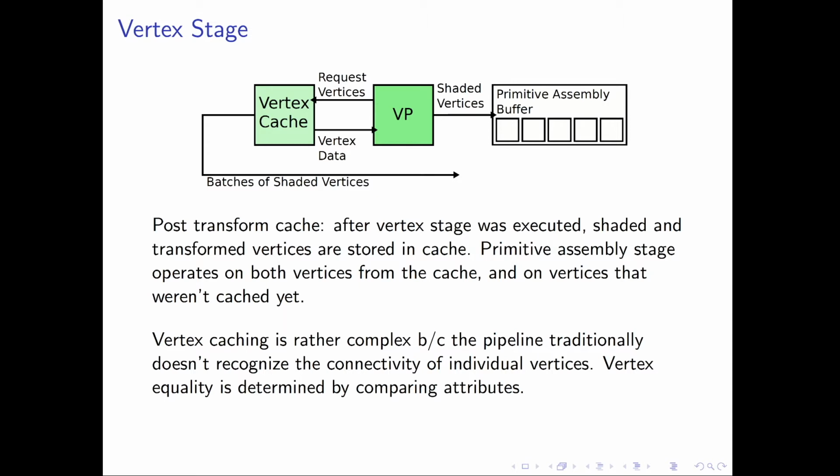But on the other hand, the post-transform cache is actually a pretty important part of that whole pipeline. The order in which the user passes vertices and triangles to the GPU, the way that the vertex buffers are composed and that the index buffers are composed, have an influence on the performance of the rendering phase.